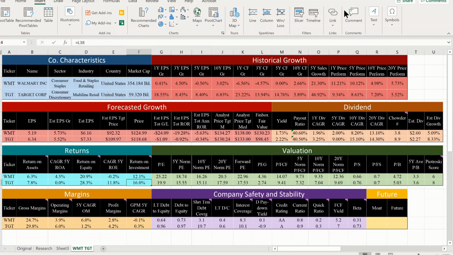What I like about this Excel sheet is it takes a huge amount of data on two or more companies and puts them all together in a single page I can look at all at once. When I look at those other pages and resources, there is a lot of information spread out. This allows me to compare an enormous amount of data all at once.